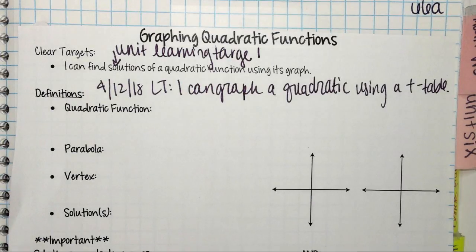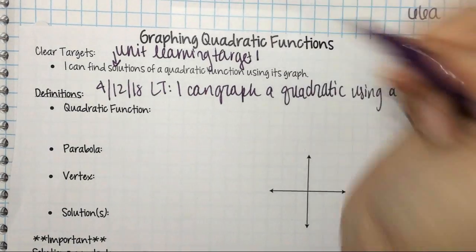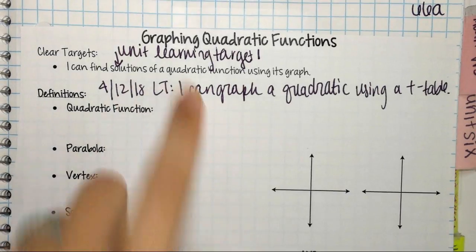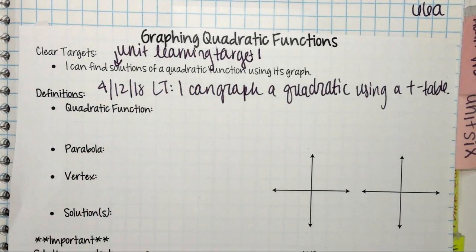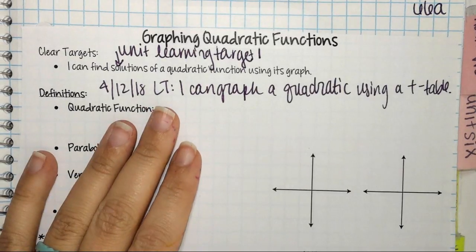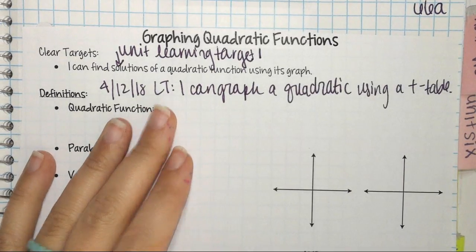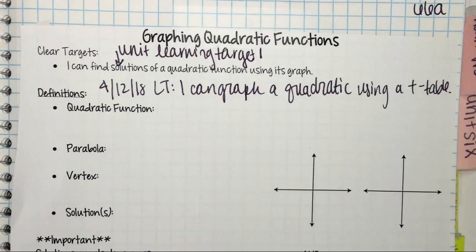Alright, so our unit learning target 1, we're going to have a couple of unit learning targets, but our first one is that we're going to be able to find the solutions of a quadratic function using its graph. So that's one of our main goals. First, we have to learn how to graph a quadratic, and today we're going to learn how to graph a quadratic using a t-table.